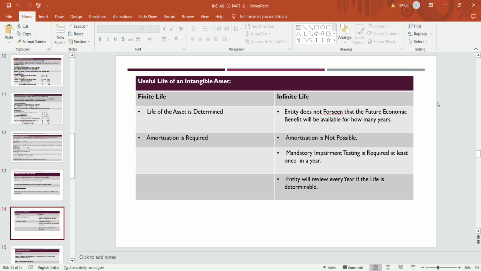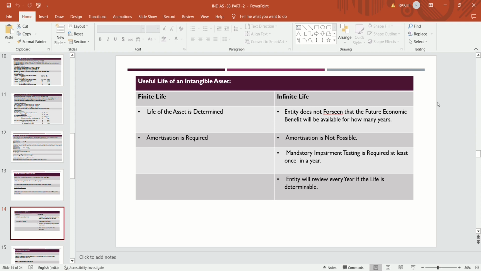But if amortization is not possible for an indefinite life asset, the entity will not be able to amortize that asset, but they will do the impairment testing. It is a mandatory requirement of this standard that they will do the impairment testing at least once in a year if the life of the asset is indefinite and amortization is not possible for that asset. So mandatory impairment testing is required at least once in a year.